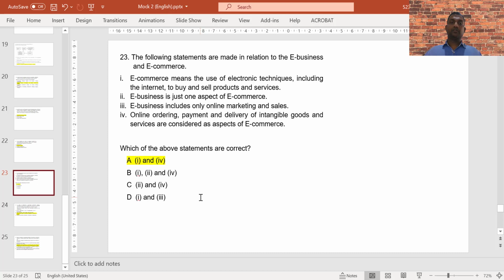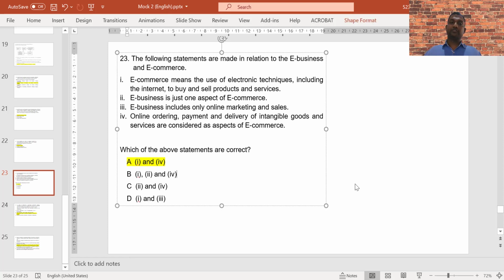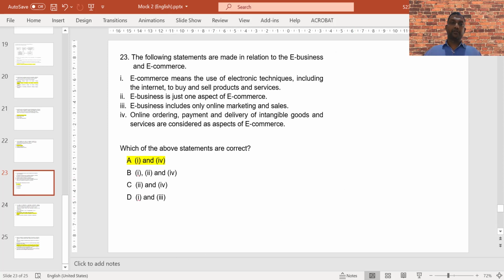The following statements are made in relation to e-business and e-commerce. First one, e-commerce means the use of electronic techniques including the internet to buy and sell products and services. E-business is just one aspect of e-commerce. E-business includes only online marketing and sales. Online ordering, payment and delivery of intangible goods and services are considered aspects of e-commerce. So I think we found similar questions in the previous mock paper as well.